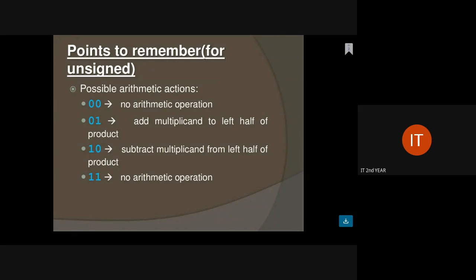So during those two actions we don't perform any kind of arithmetic operation, while for 0 1 and 1 0: when 0 1 is present in our unsigned multiplication process, we have to add the multiplicand to the left half of the final product, whereas 1 0 is the contradiction, that is we have to subtract the multiplicand from the left half of the product.